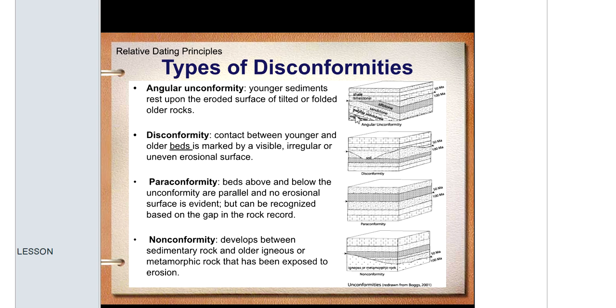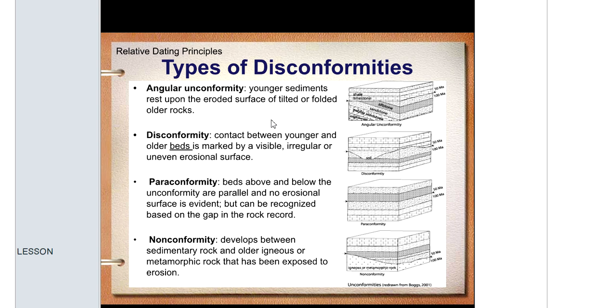So your oldest is here in the lower left of this top image, all the way up to this layer here is younger, and then these on top are even younger still. So this one's younger than this one, and this one on here is the youngest. So that is an angular unconformity.